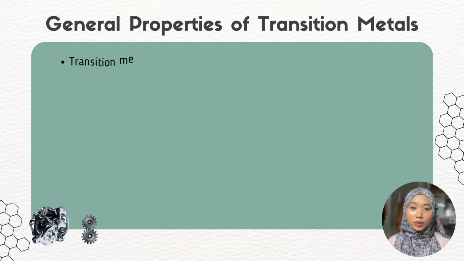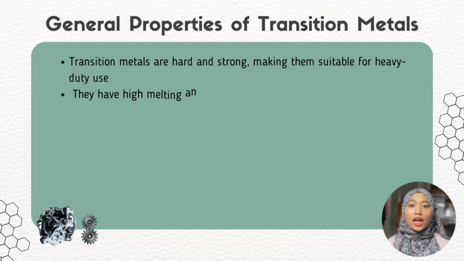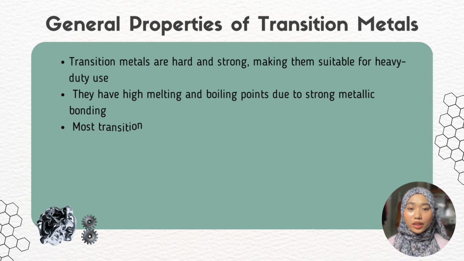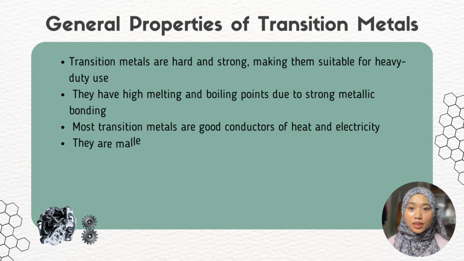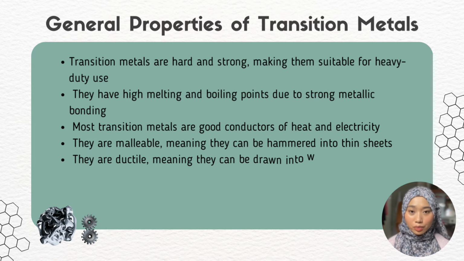Next, general properties of transition metals. Transition metals are generally hard and strong, which means they do not break easily and can withstand high pressure. They also have high melting and boiling points because the metallic bonds between their atoms are very strong. This is why many transition metals are used in industries that involve high temperatures.